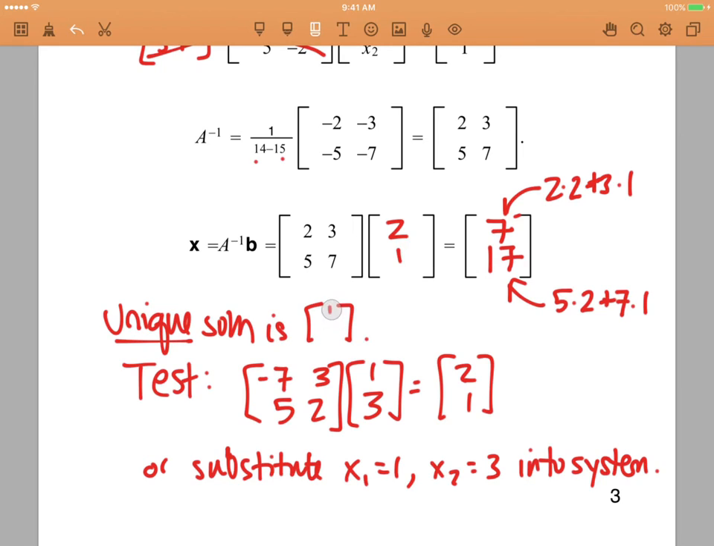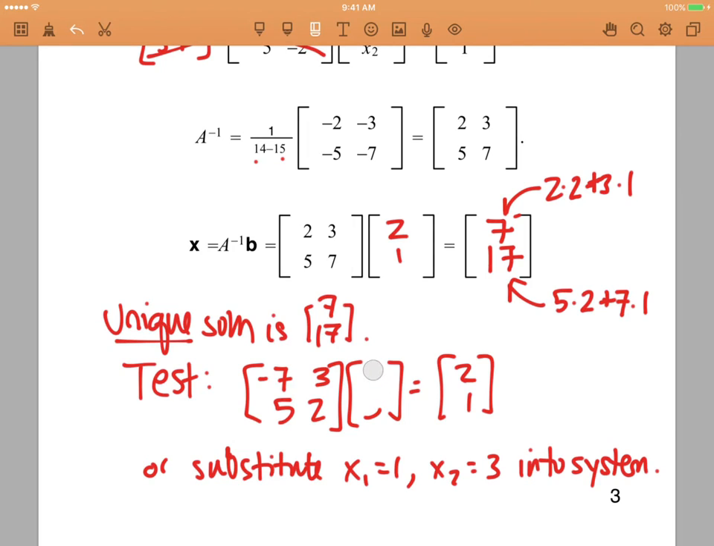So just to fix the rest of this, that means the unique solution is [7, 17]. Again, it's unique because we found it by multiplying by the inverse. That will always give you a unique solution.